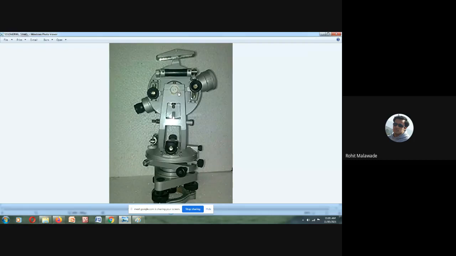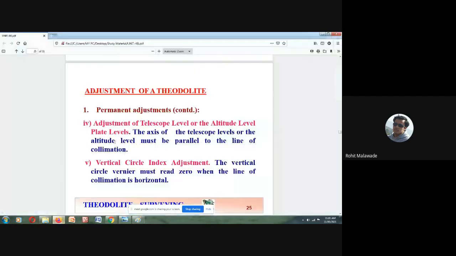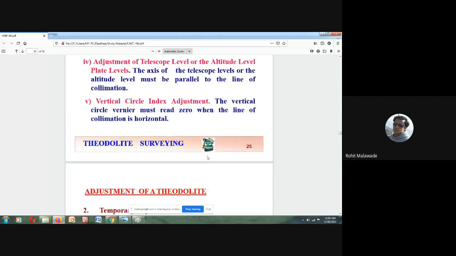Whenever the telescope is exactly horizontal, the bubble tube is at the center and the horizontal plate level is at the center, then we can say the adjustment of the telescope level or the altitude level with the plate level is done. Then we can say that both the telescope levels are exactly parallel to the line of collimation. Now, vertical circle adjustments.